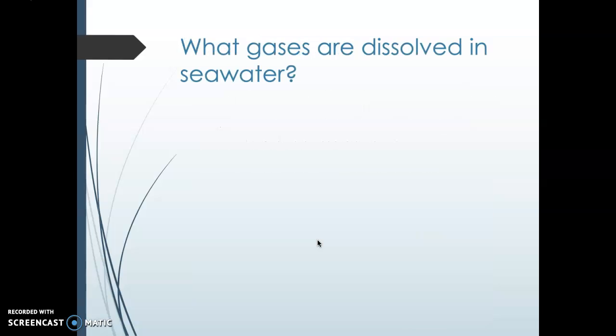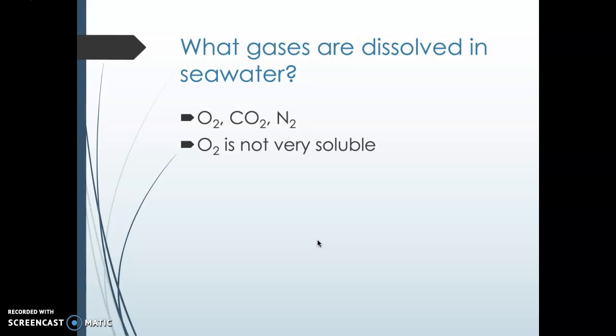So we'll come back to currents, but let's talk about some of the other chemical properties of water. So we've talked about salinity, right? What about gases? What different gases are dissolved in water? The majority of gases are oxygen, carbon dioxide, and nitrogen. Interestingly enough, oxygen is not very soluble in water, which is why a lot of marine organisms have respiratory tissues that have lots and lots of surface area so they can maximize contact with the water to maximize gas exchange.